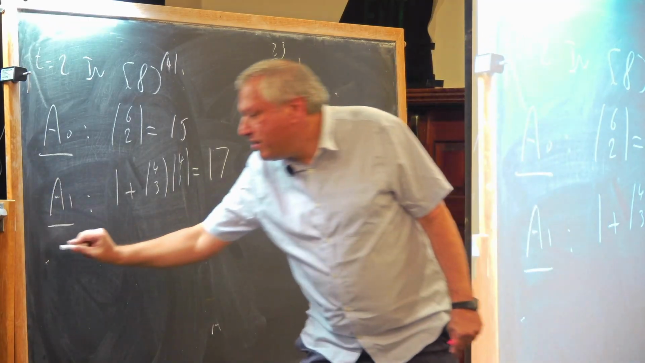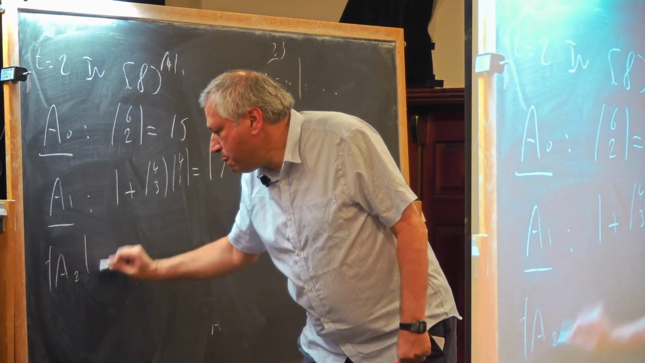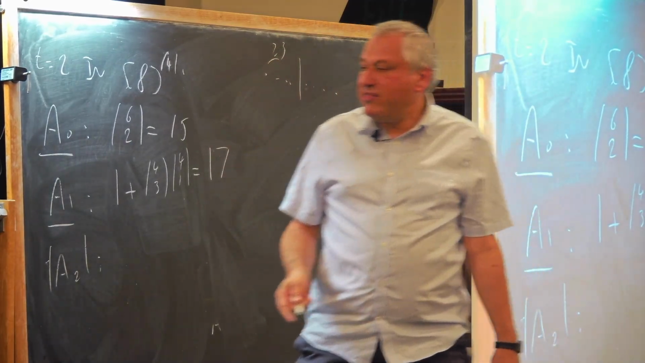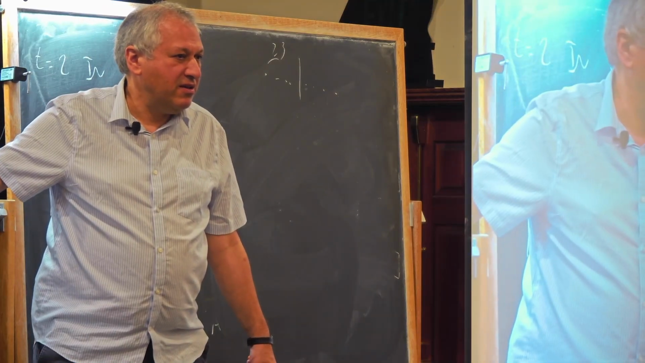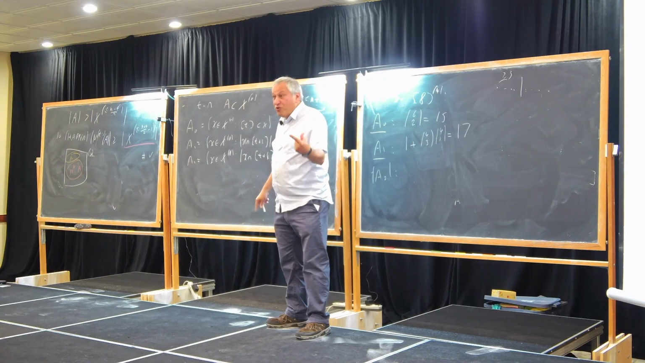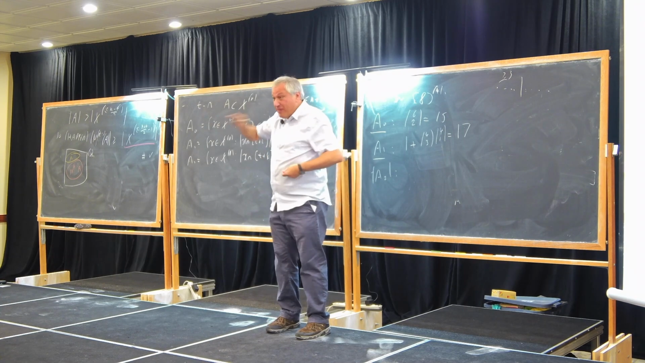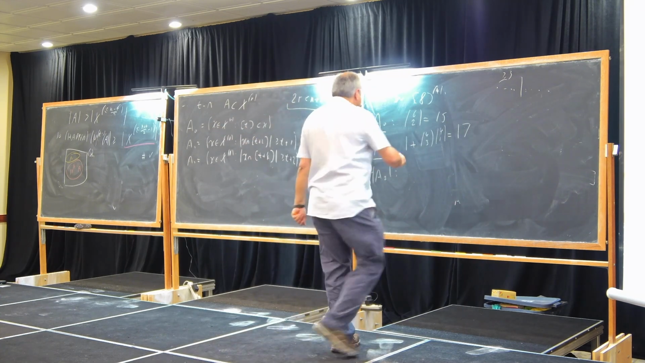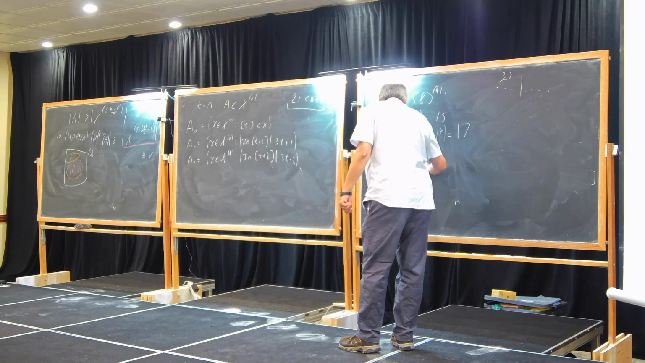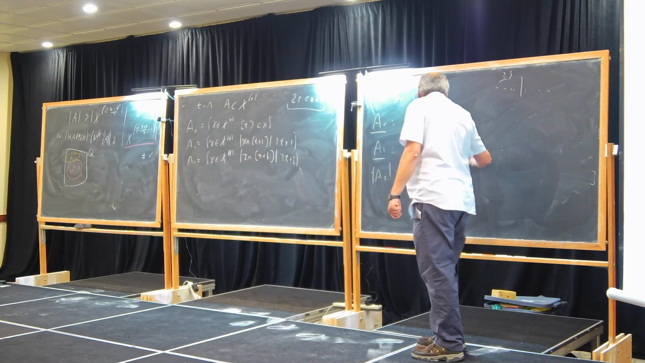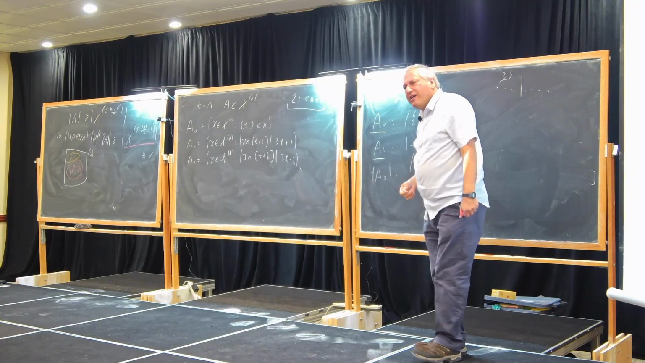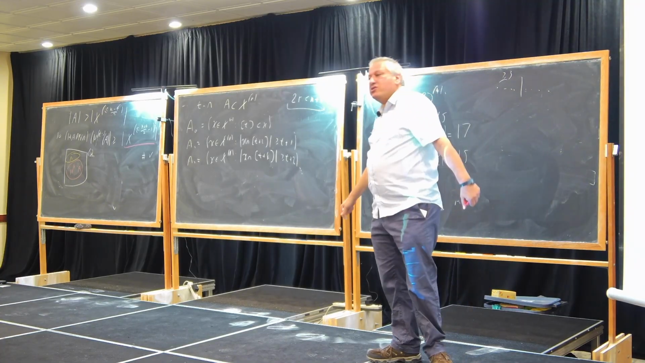Let's try A2. Now that is everything that meets the first 6 points in at least 4, i.e., it's all 4-sets inside 6. Makes sense? If I pick 4 from the first 6, I have nothing else to pick. So that would be 6 choose 4, which is the same as 6 choose 2, which is 15. That's very interesting.